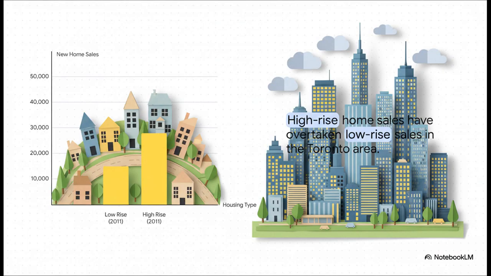Check out the sales between 2011 and 2011. Sales of high-rise homes didn't just catch up, they blew past low-rise homes. This really matters because, like the book says, the city is growing up, not out. And that's a key strategy to stop urban sprawl and make city services way more efficient.